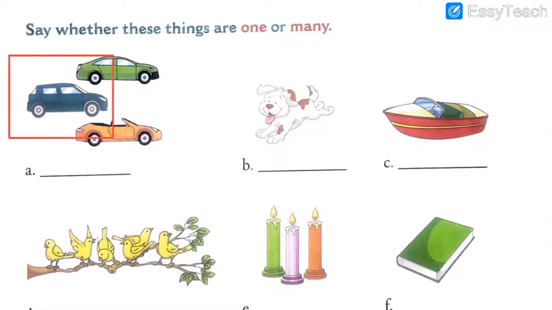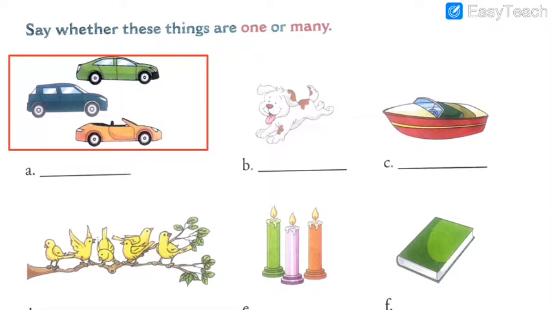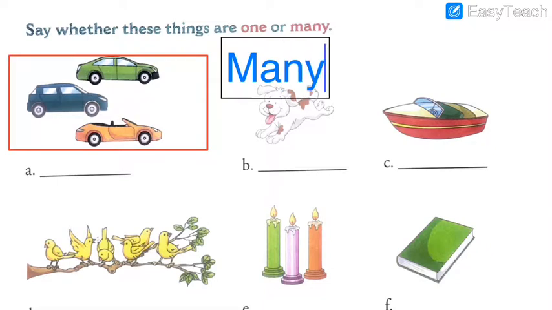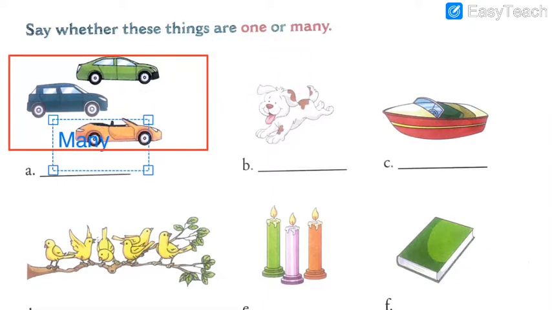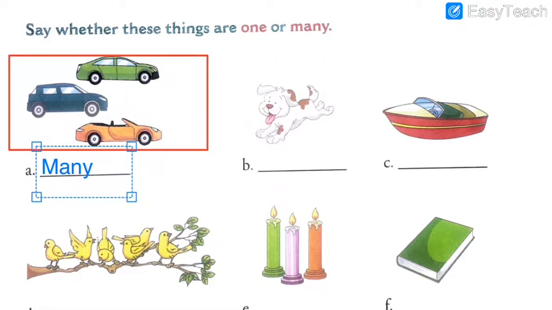Can you see the first picture? Yes, obviously, because I have displayed it. Can you say whether it is one or many? What is this? Car. So are there one or many cars? Yes, many cars are there. You can see more than one. So, many. I will write the answer for you, and you also have to write it down in your textbooks or rough notebooks.